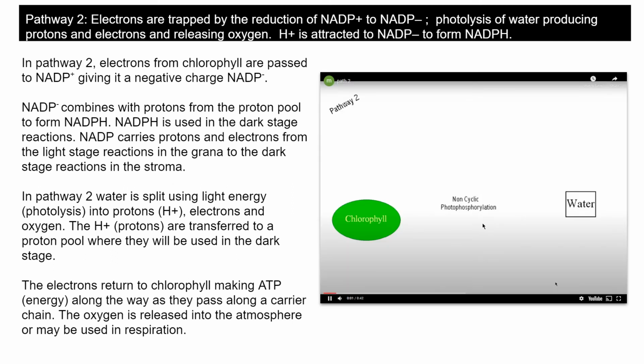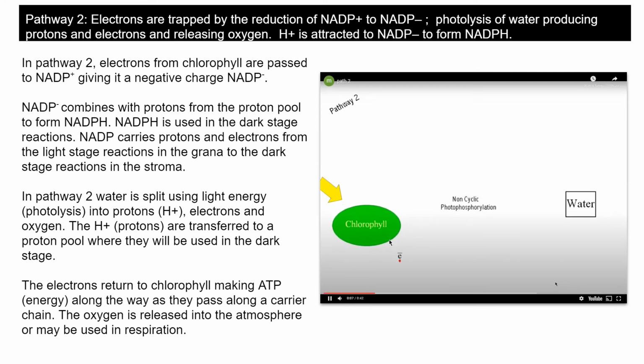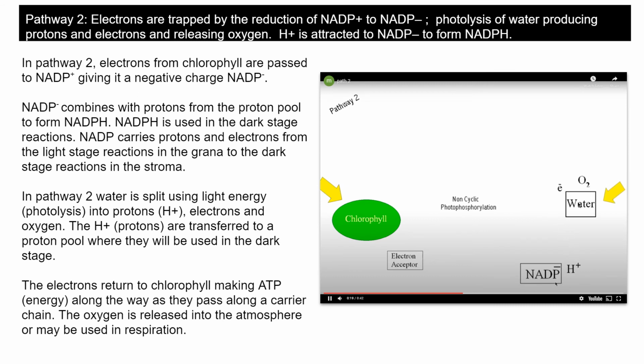Okay, so if we're looking at this, light hits chlorophyll, chlorophyll releases an electron. This electron is picked up by an electron acceptor before being passed on to NADP. So this is reducing NADP to form NADP minus. Light strikes water, so this is the splitting of water. Protons are picked up by NADP, forming NADPH. This NADPH is going to be used in the dark stage.